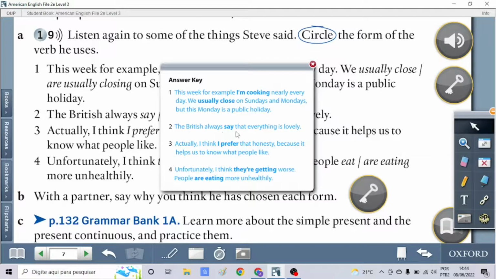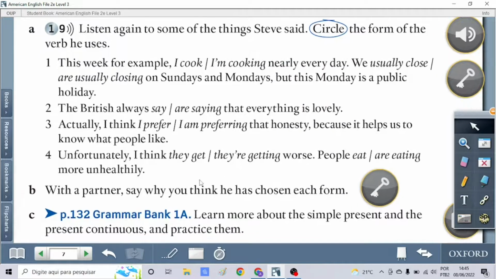The British always say that everything is lovely. 3. Actually, I think I prefer the honesty because it helps us know what people like. 4. Unfortunately, I think they're getting worse. People are eating more unhealthily. All right. So congratulations if you got them right.